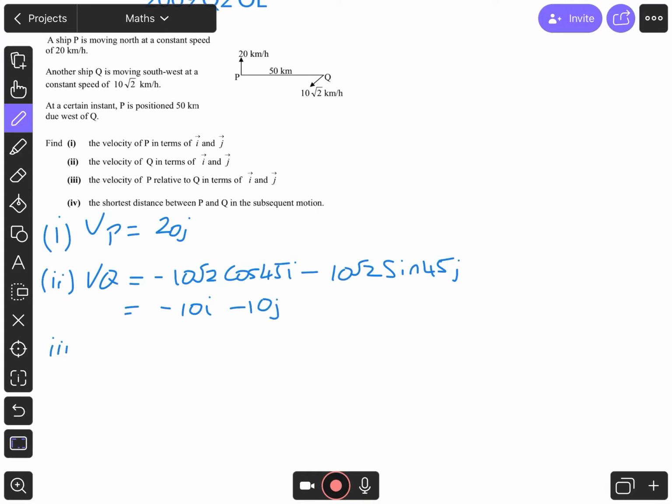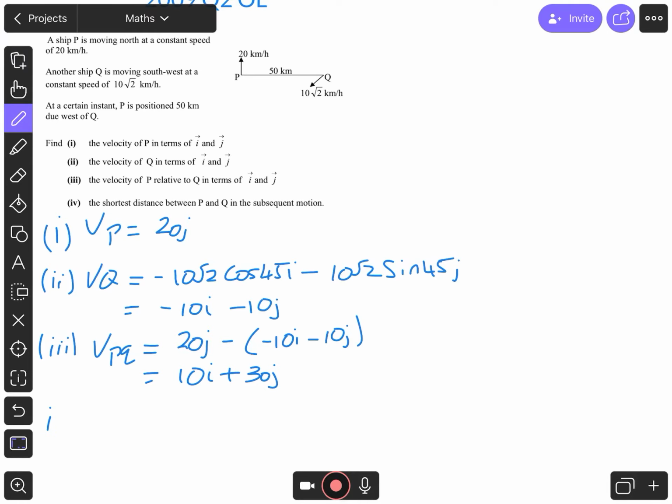The third part then is finding the velocity of P relative to Q. So that's going to be P minus, minus 10I minus 10J. So we're going to end up adding those, so it's going to be 10I plus 30J. If we were asked for magnitude and direction, we would now do that. But we are actually asked then for this part to do the shortest distance.